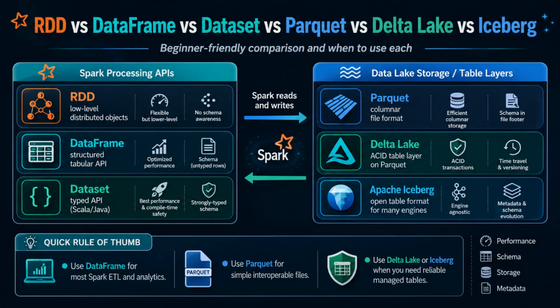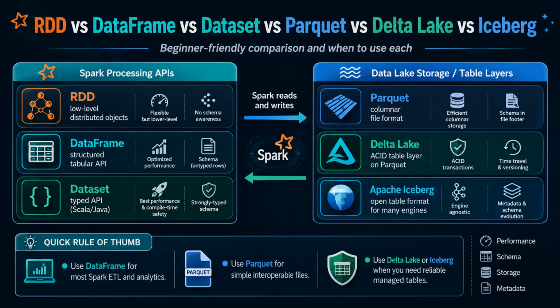On the other side of the spectrum, we have the storage and table layers in a data lake. These are the ways data is stored and managed rather than how it's processed. One of the most popular formats is Parquet, a columnar file format known for its efficiency in storage and fast analytical reads. It's widely used because it's portable and compatible with many systems.